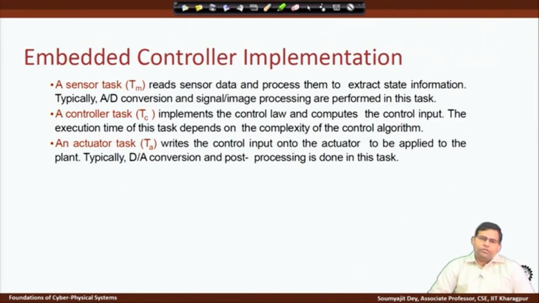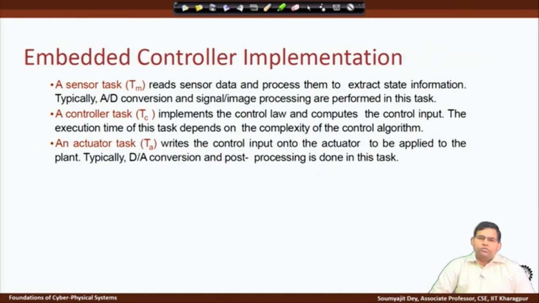There also will be some controller tasks which implement the actual control law and which will compute the control input. And note that not all controllers may be simple pole placement based controllers. They can be, let us say, a data driven controller, or an optimal controller. So, it is not that all the controllers are very simple and do not take much time to execute. Some of the controllers may be quite intensive in terms of their computation, and that is why they may cause delays to other tasks, other control tasks.